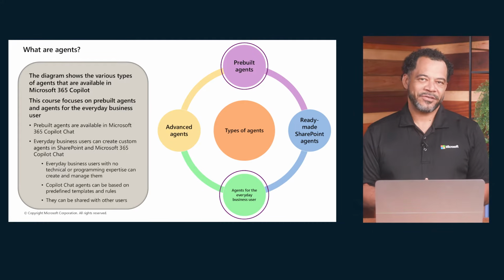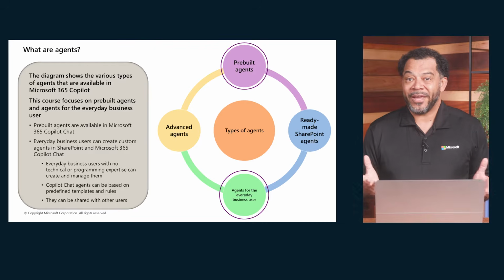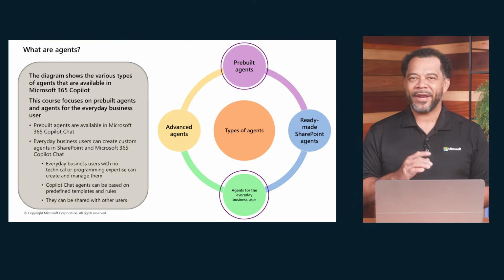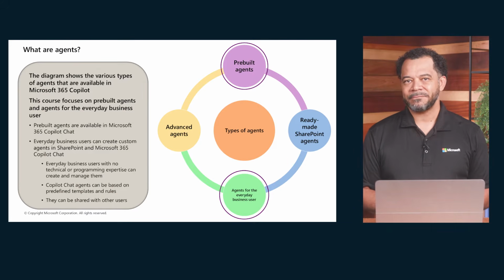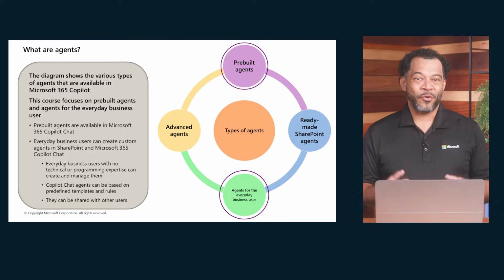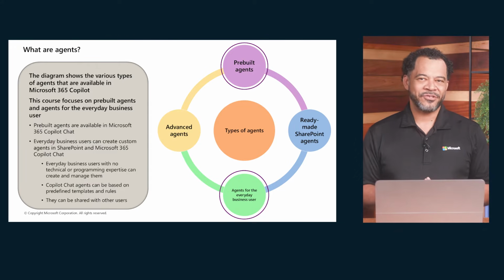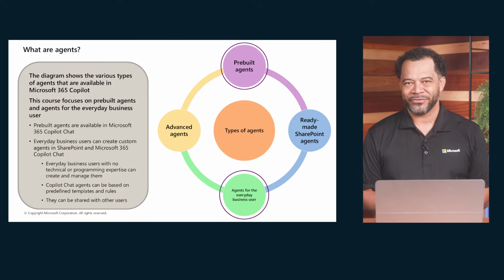Now, there are several types of agents available. First, we have pre-built agents. These are created by Microsoft or trusted third-party vendors and are available right out of the box in Copilot Chat. You don't need to configure them. They're ready to go and designed to handle common business scenarios. Think of them as your instant productivity boosters.